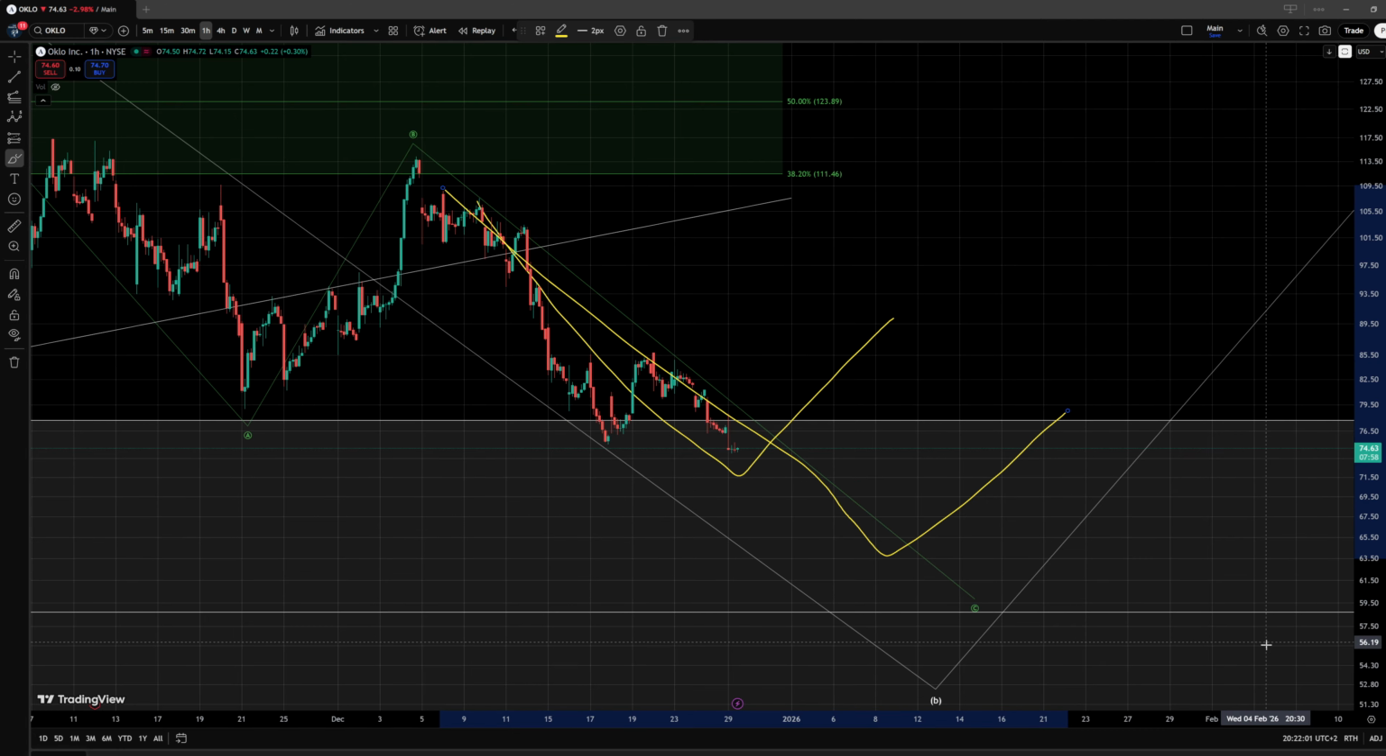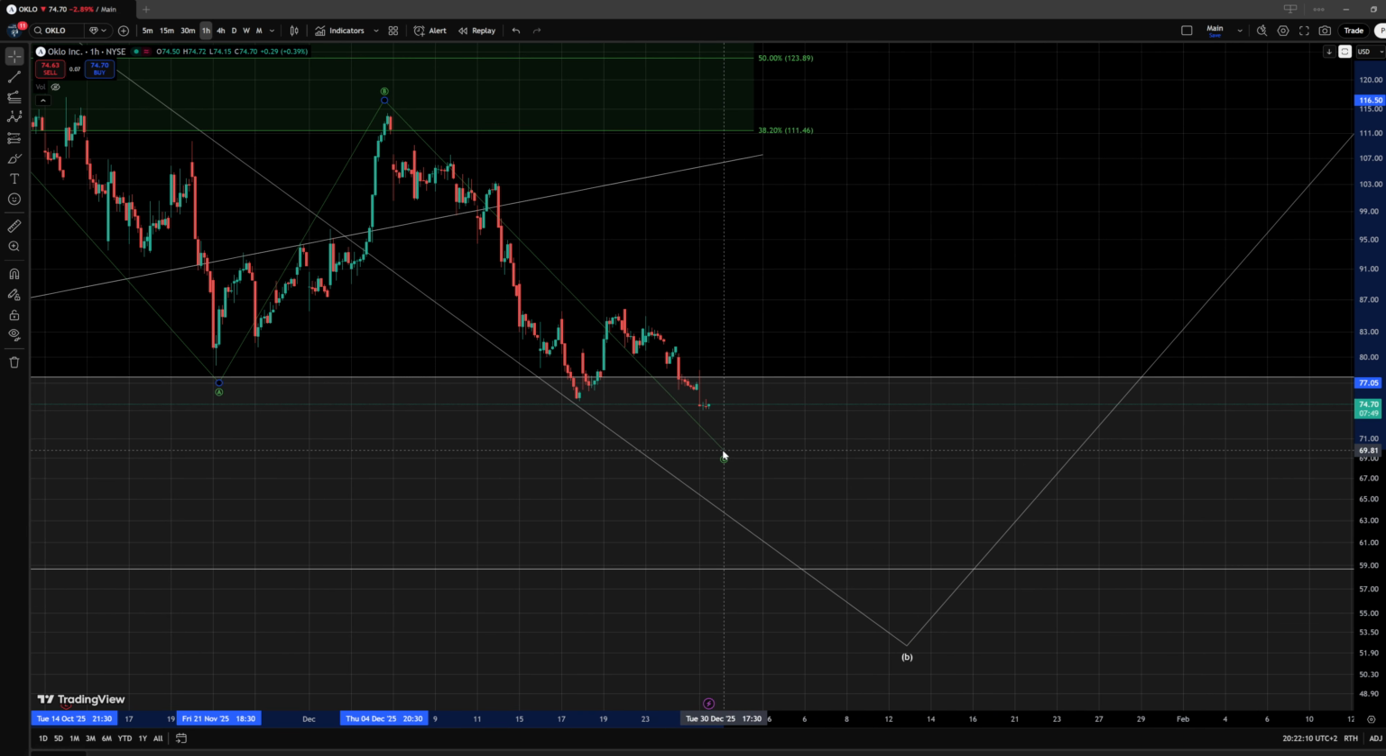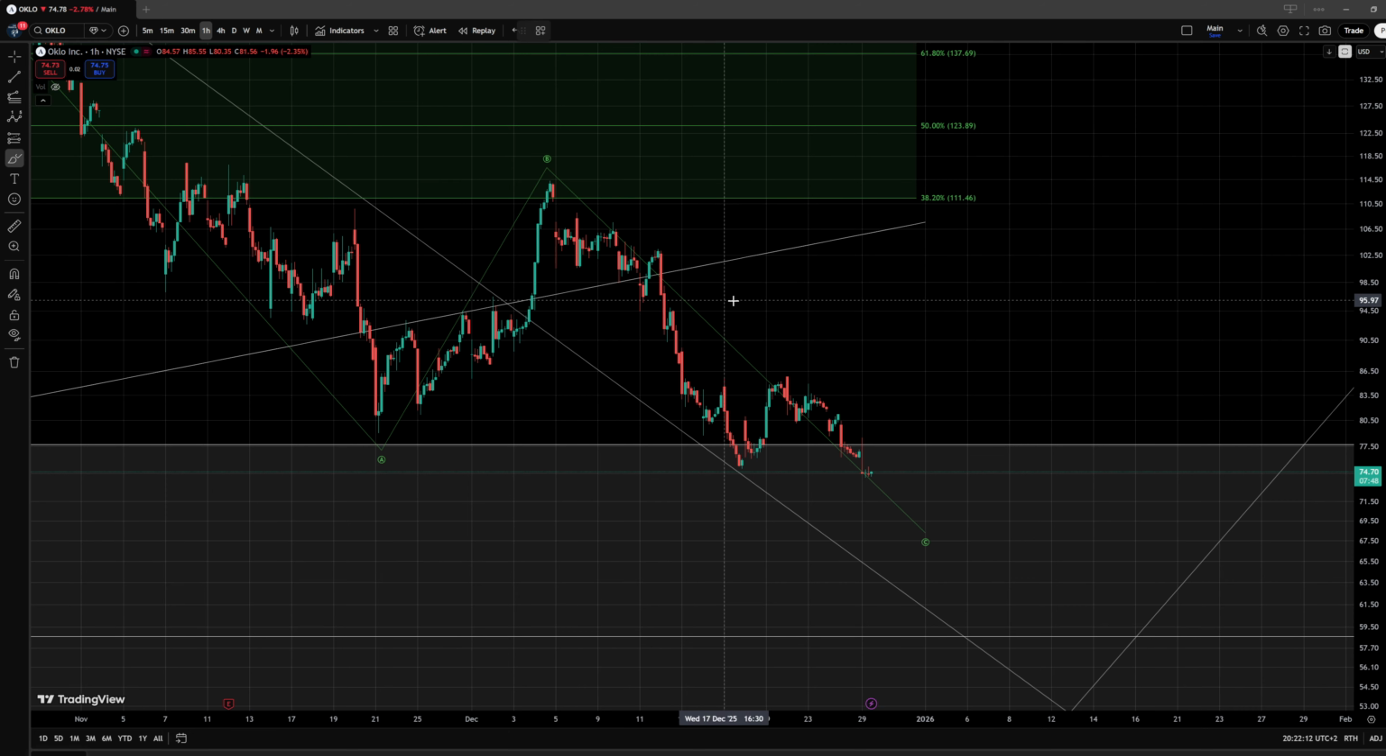We will continue to track further continuation lower, where I would need a break above certain levels of resistance that would tell me that this structure has likely found a more significant low. And even internally within this wave C, I want to make it very clear, this is not the only way to track this structure.